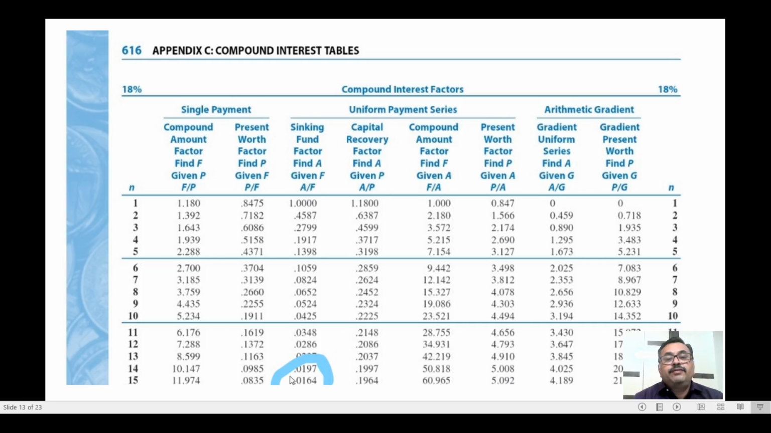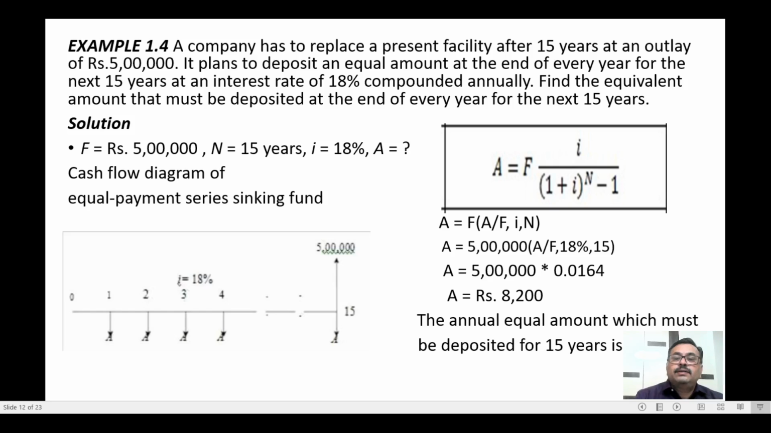So if you come to that 15 years, the value that you have is 0.0164. This is the value that we have taken. Multiplied by the 5 lakh rupees, you will get 8,200 rupees that you have to deposit every year for the next 15 years with an interest rate of 18% to get an amount of 5 lakh rupees.